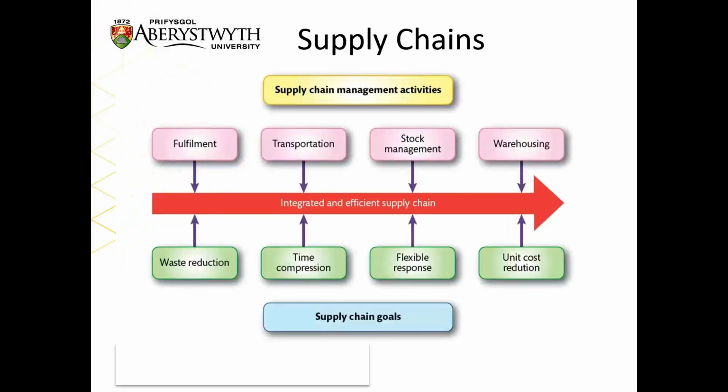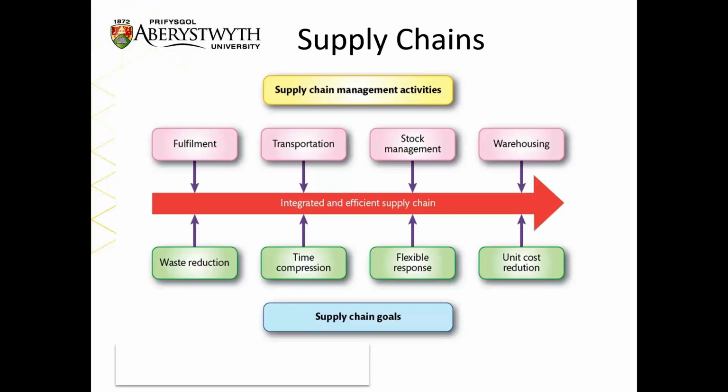So if we look at the supply chain activities and the goals of a supply chain, ultimately what we're looking to do is have a supply chain that's absolutely integrated and efficient all the way through, however long and however complex. So the activities that we're looking at are product fulfillment. We're looking at transportation of those products. In order to deliver product and make product, we have stock, and we have to manage that stock all the way through, because we don't want to carry too much stock, but we don't want to have so little that we can't actually fulfill the product. And finally, we want to have warehousing. Now, warehousing can be parts of stock or it can be finished goods.